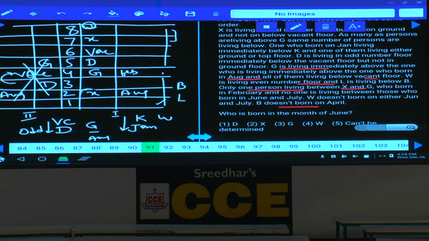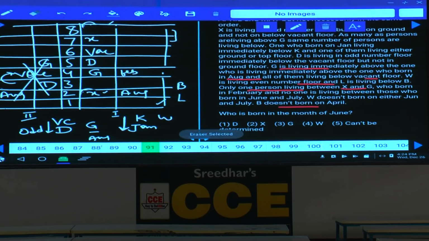And at the same time, we have one more piece of information. What is that information? K is immediately below Jan. As K is immediately below Jan, where can K be? Is there any possibility? If you take W here and X at this place, or X and W in these two places, then K and Jan on two subsequent places is not at all possible, isn't it? Then what are the different possibilities we can have here?